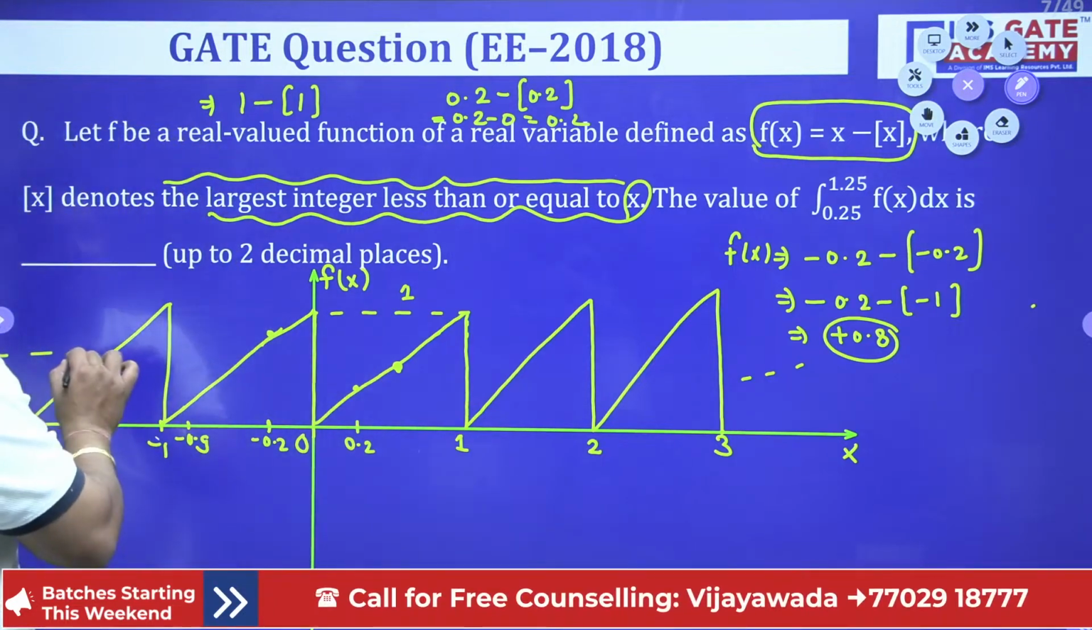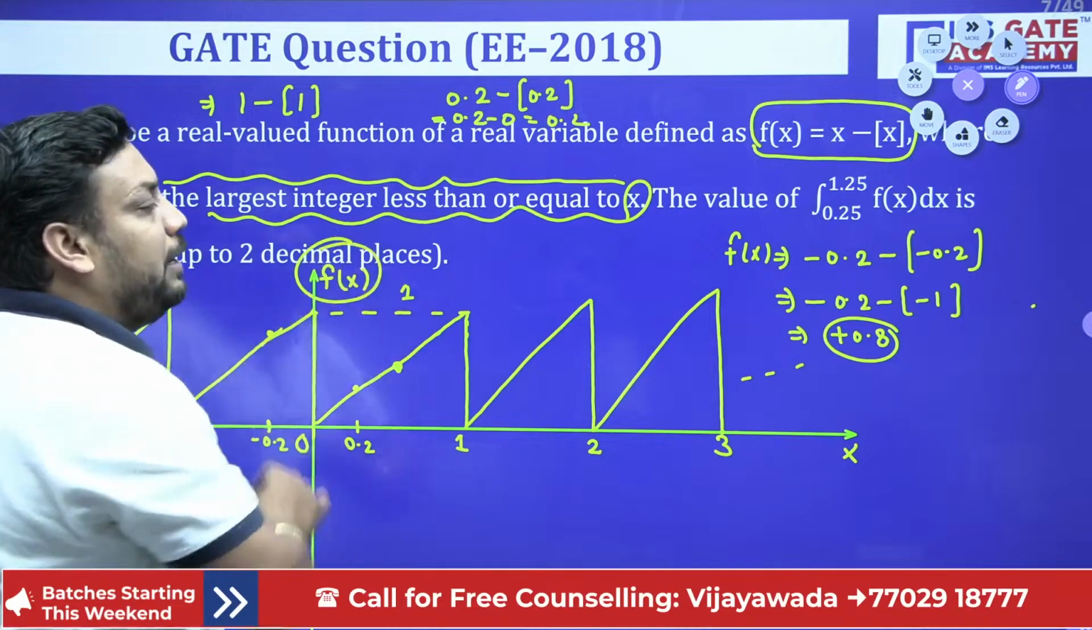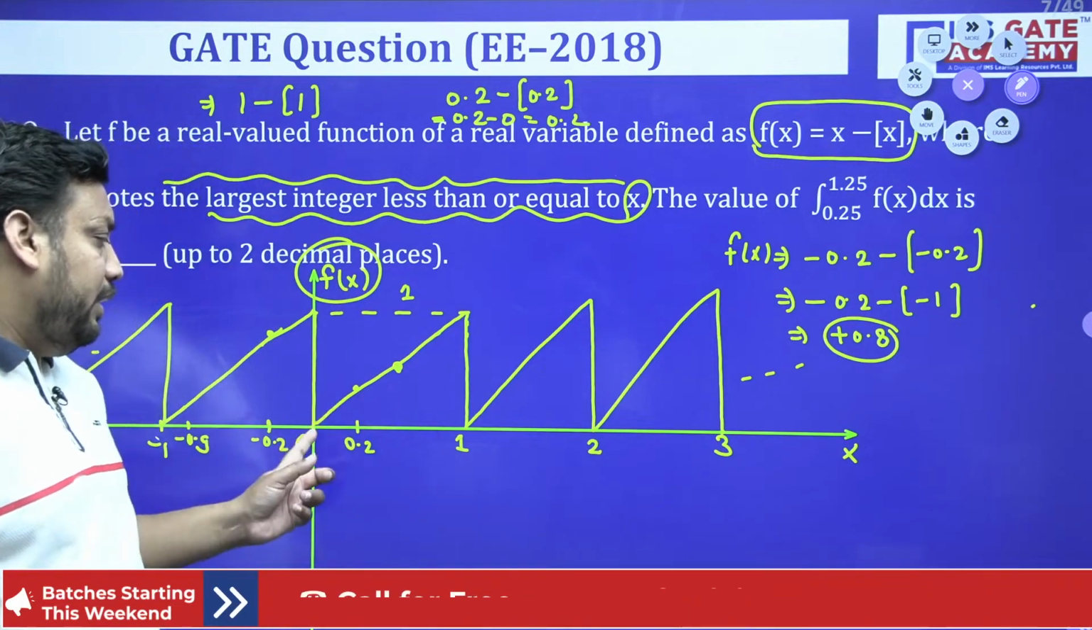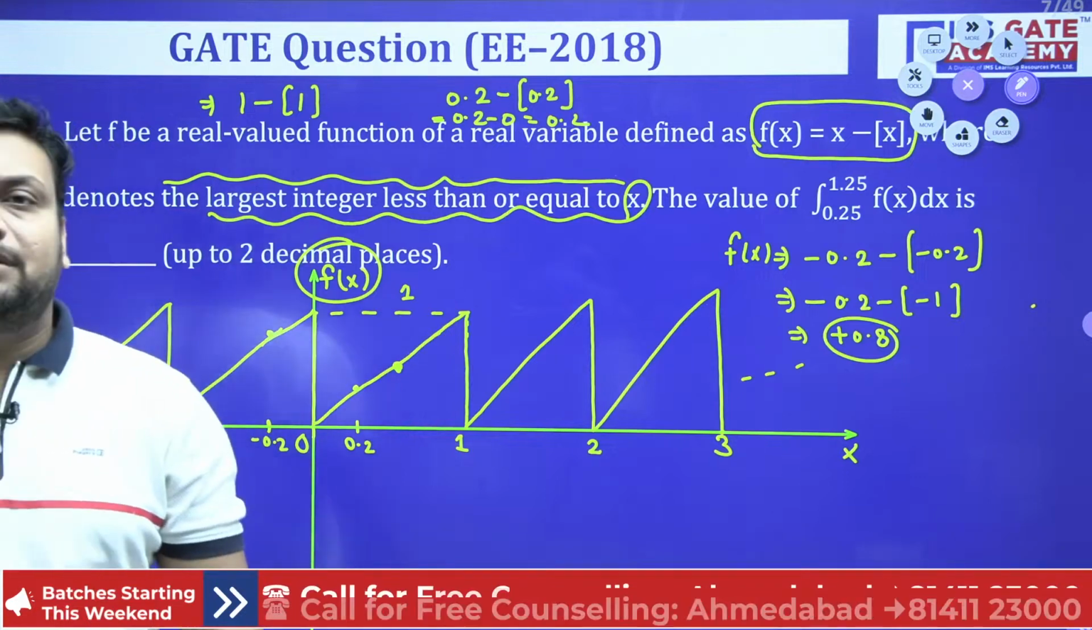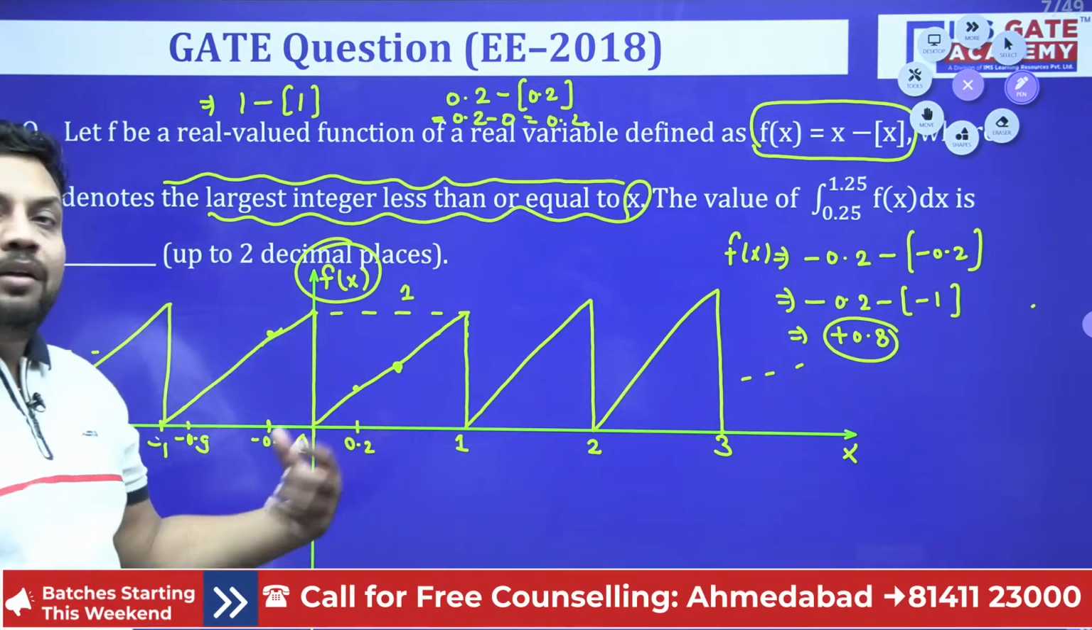So now we can say that f(x) is nothing but a periodic representation of a triangular waveform. Yes or no guys? It is nothing but a triangle nature. You can find the area easily.